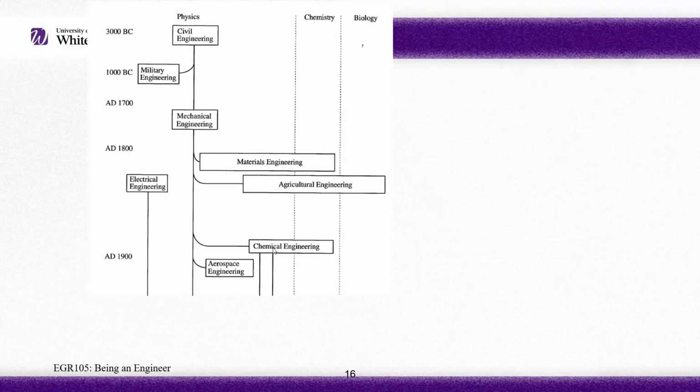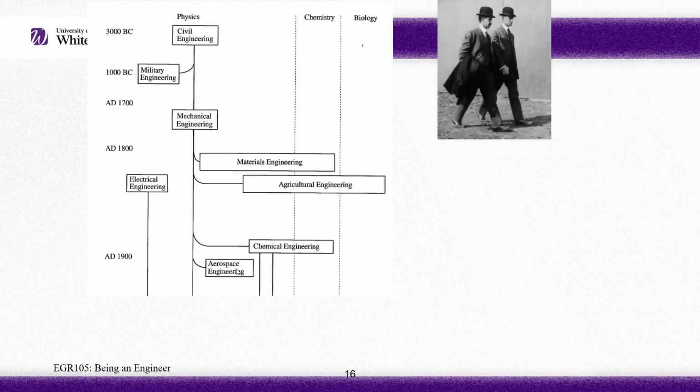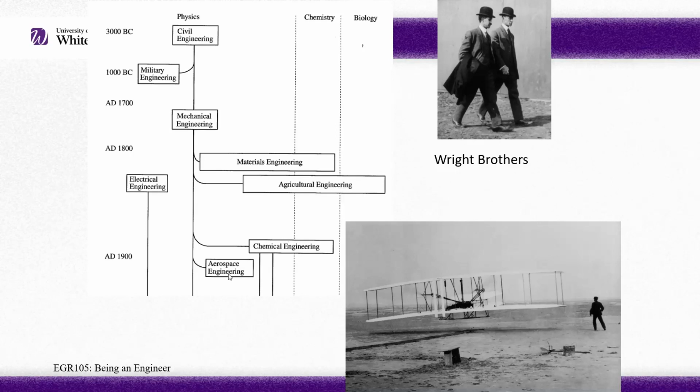And then we get into the 1900s. We've got chemical engineering going into chemistry and into some of the biology, physics area. We have aerospace coming off. And if we look at aerospace, we have these two famous people, right? These famous people are the Wright brothers. They started the whole idea of flight and everything. They were engineers in their own right also.